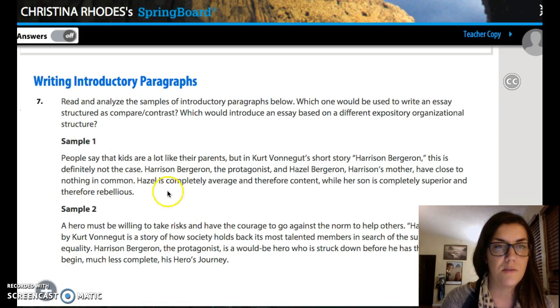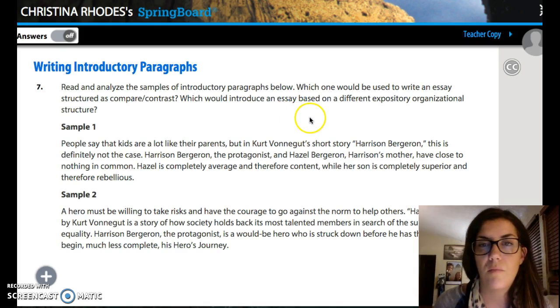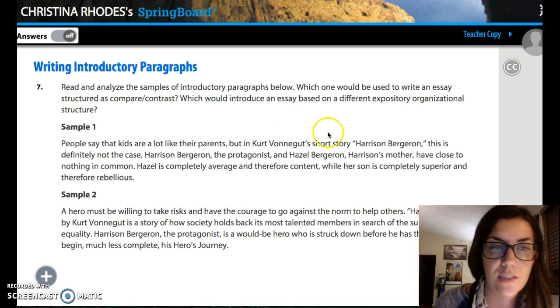It says, number 7, read and analyze the samples of introductory paragraphs below. Which one would be used to write an essay structured as compare and contrast? Which would introduce an essay based on a different expository organizational structure? So you're going to tell me which one is a compare and contrast essay, 1 or 2, and which one would be a different expository organizational structure.